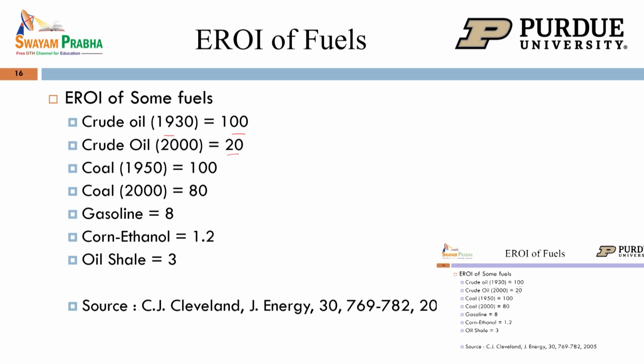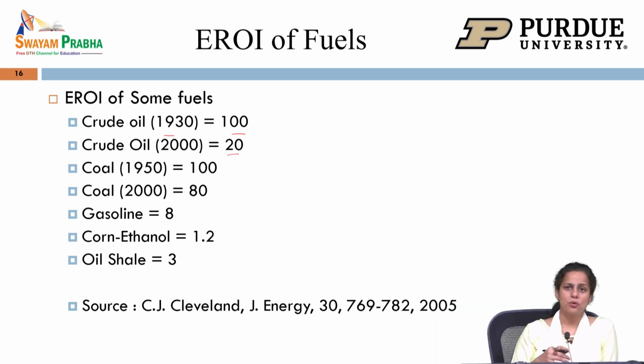Similarly, for the coal, you can see the reduced EROI over the years, because now the coal resources are more sparse and not as dense, unless we find new coal reserves or new energy resources. So for 1950 we have an EROI of 100, and for 2000 we have about 80. Similarly, for gasoline, it's 8.